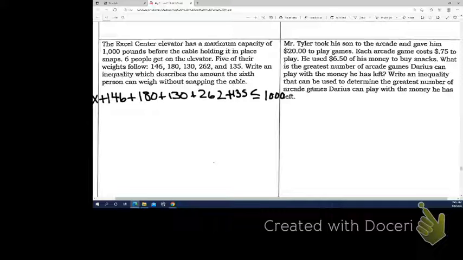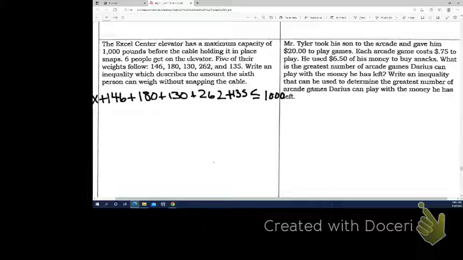All right, and then here we have Mr. Tyler has taken his son to the arcade, and they gave him $20. Each arcade game costs 75 cents to play, and the boy already used $6.50 of his money to buy snacks. So we want to find out how many games can he play with the money that he has left, since he's already spent some of it on snacks.